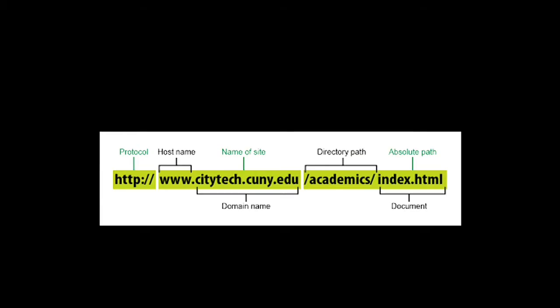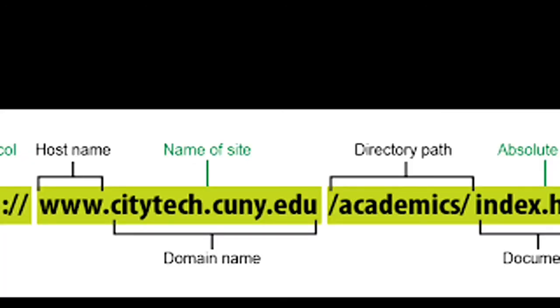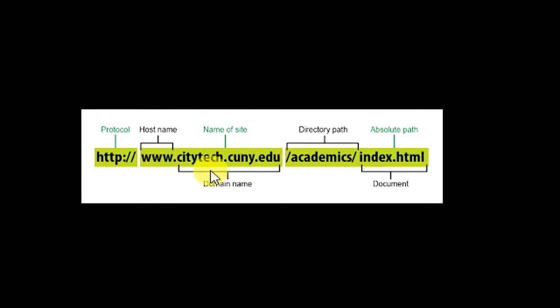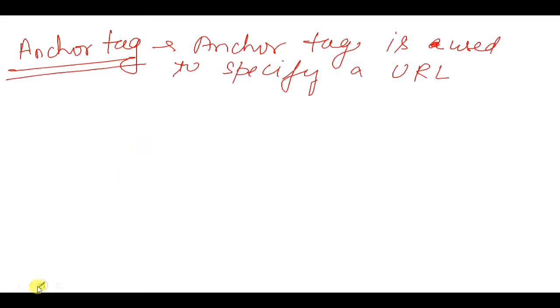In this example you can see HTTP is a protocol, then colon and double forward slash, and www is a host name, and ctech.cuny.edu is the domain name of the site, then forward slash and the directory path, and forward slash and the absolute path, that is a file name, a document, like here index.html. So all this incorporates the URL.